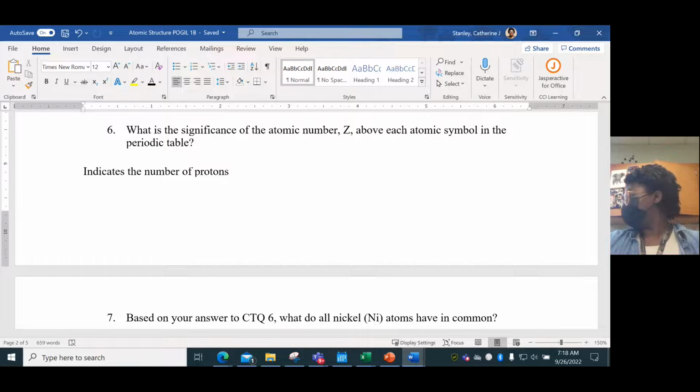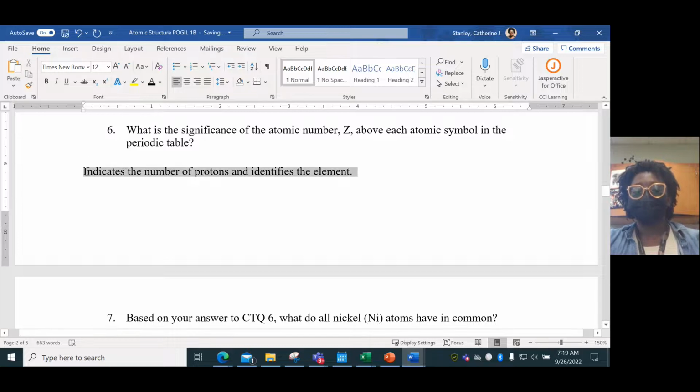That would be the charge. But what I was going for is, if I have an atomic number of 5, I'm always going to be boron. If I have the atomic number of 6, I'm always going to be carbon. So it helps to identify the element that you're working with. Make sure you add that to your work.